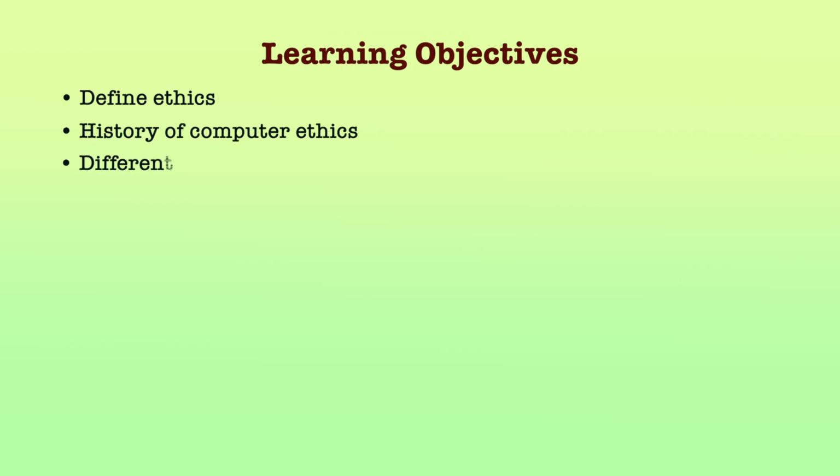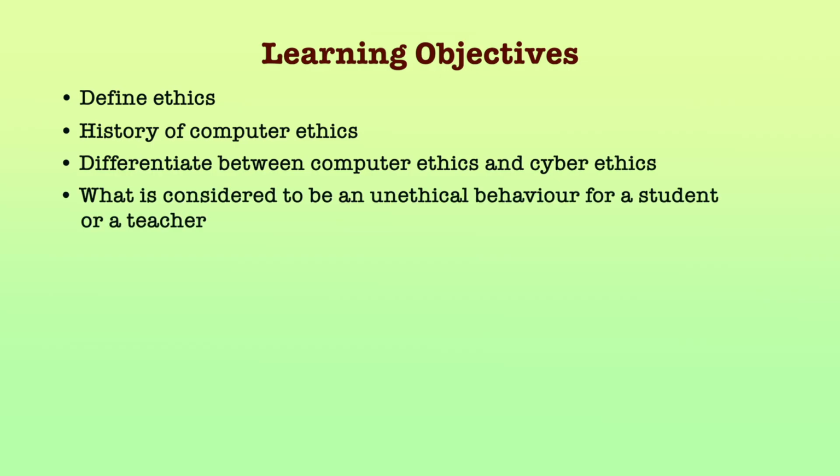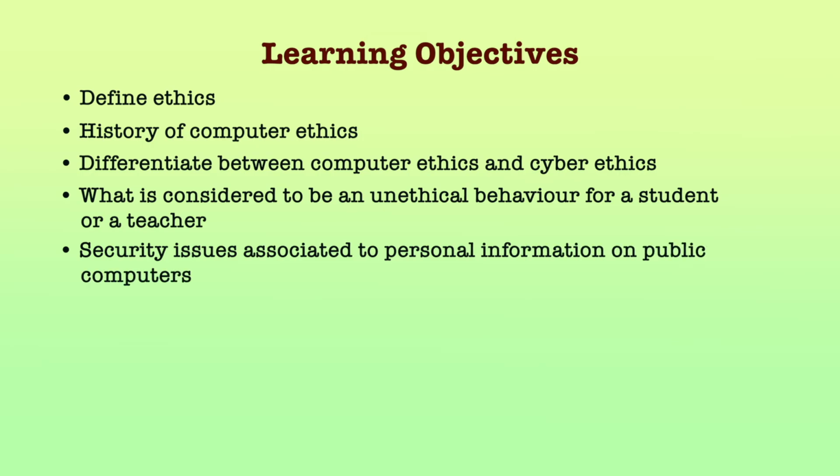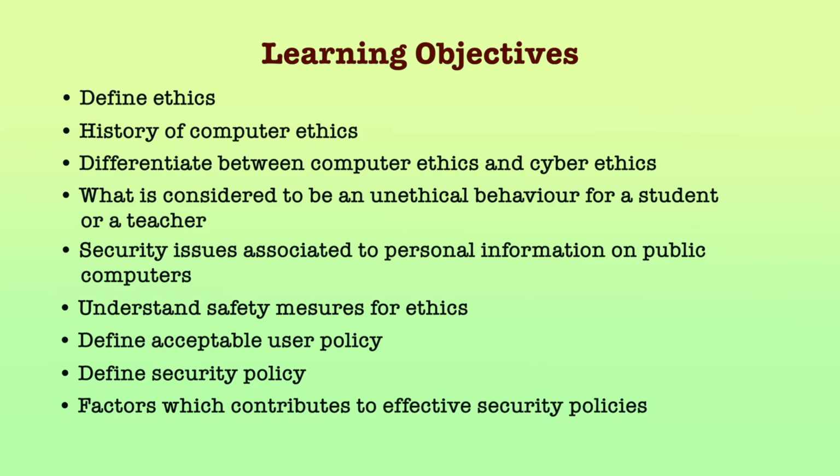After viewing and understanding this lecture, the learner should be able to define ethics, know the history of computer ethics, differentiate between computer ethics and cyber ethics, understand what is considered to be an unethical behavior for a student or a teacher, know the security issues associated to personal information on public computers, understand safety measures for ethics, define acceptable user policy, define security policy, and know the various factors which contribute to effective security policies.